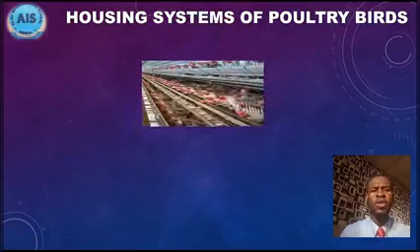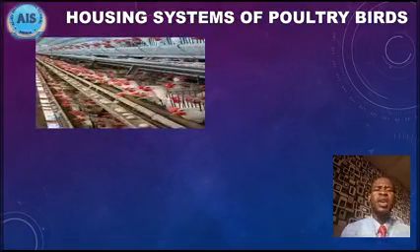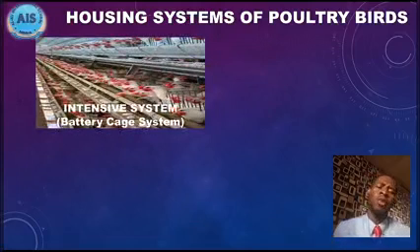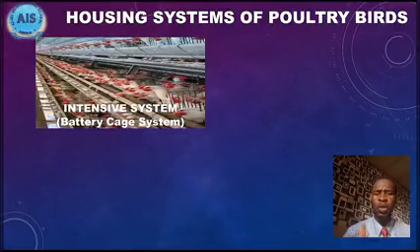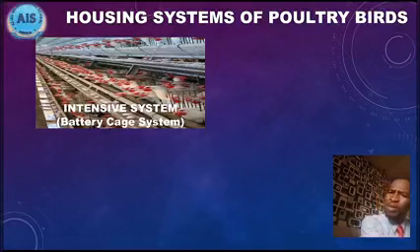The first one is what we refer to as the intensive system. What do I call it? Intensive system. This is also known as battery cage system. Is that clear to you now? What do you mean by battery cage? A cage that is automatically set in such a way that it supplies them with food and with drink. And it also keeps their poo from contaminating their food and water. Their poo is separately channeled to a place.